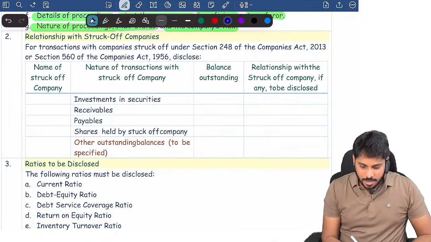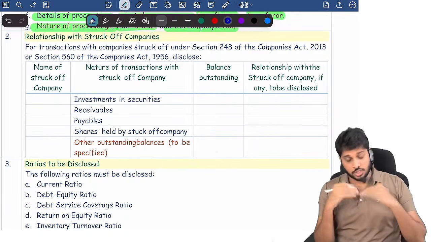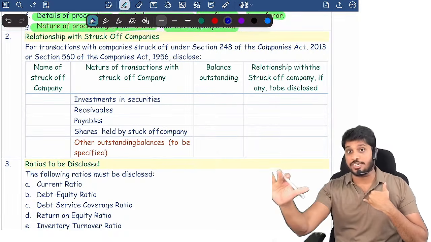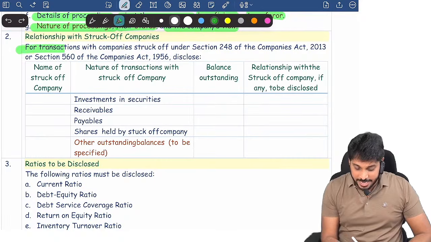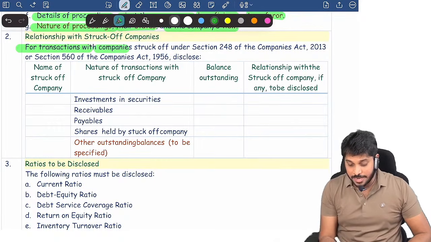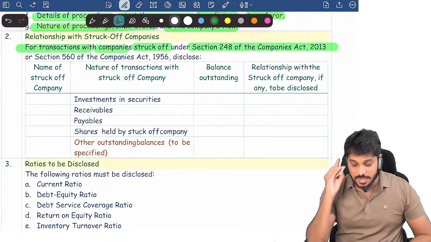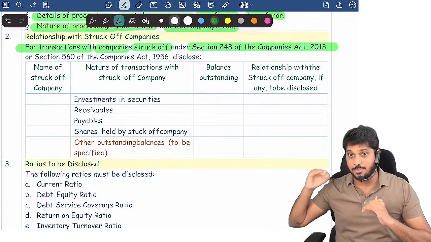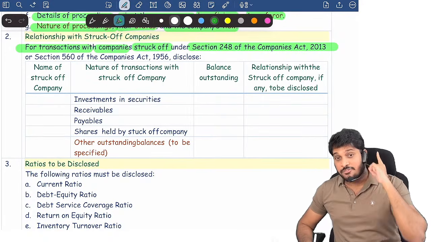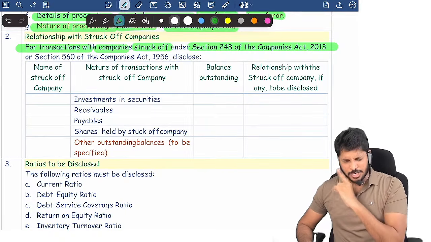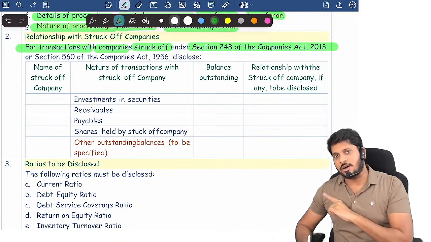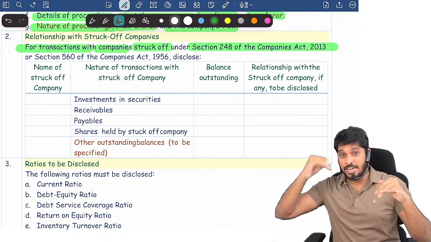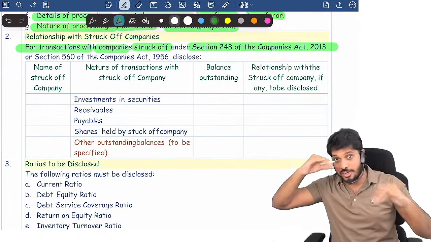Now, next, the management has to show one more disclosure. What disclosure? Any transactions. Suppose the company entered into some transactions with companies whose name is struck off under Section 248 of the Companies Act. There is a company whose name has been struck off. Remember, removal of the name of the company from the register of companies, removal of the name of the members, that's called struck off. Okay, why will a company be struck off? There is a difference between passing a liquidation order and a struck off order. Both are different, guys. Be clear.